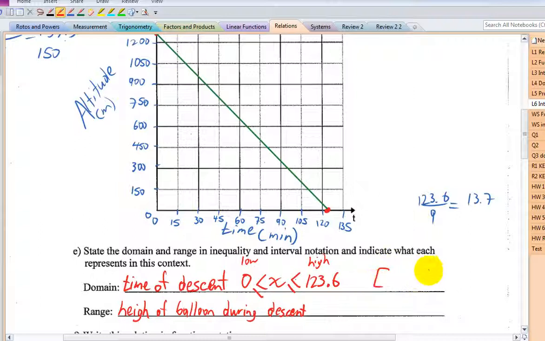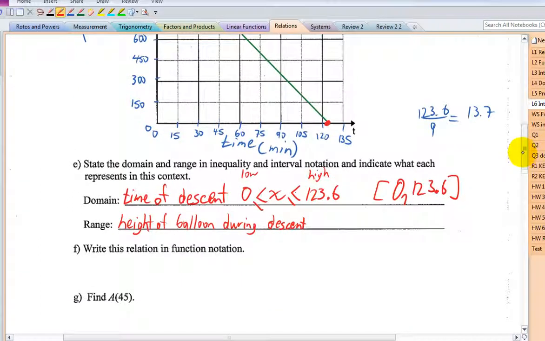Interval notation. 0, 123.6. No, sometimes things just disappear off my pen if I press this button. It's true, actually, but it didn't happen that time. I'll admit it. 120. Okay, so next one.